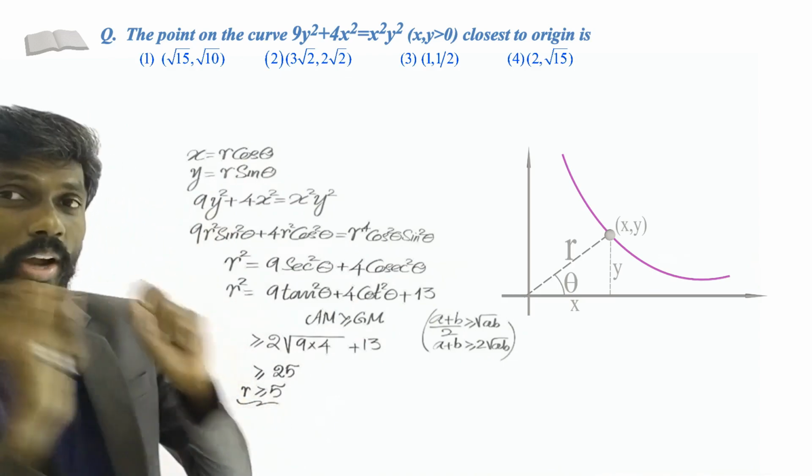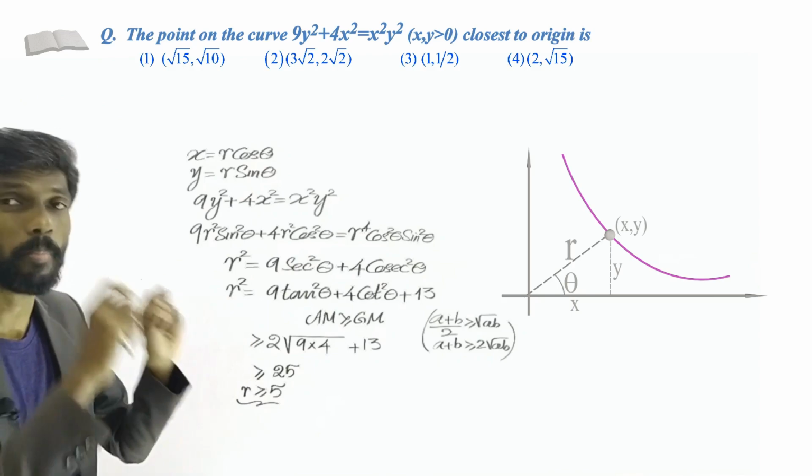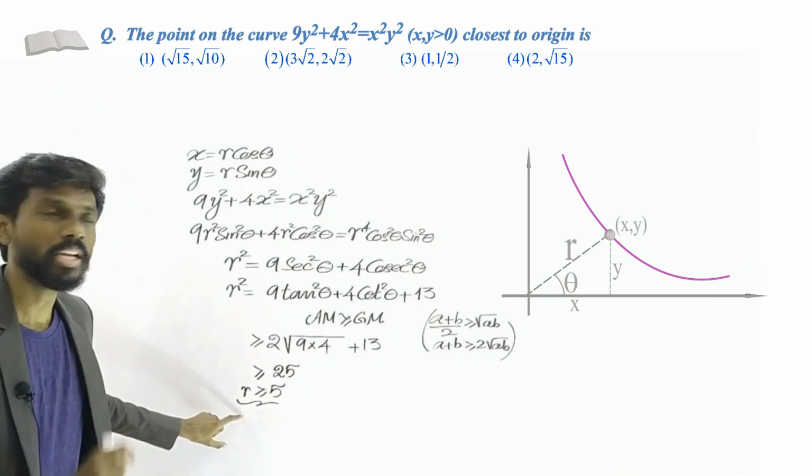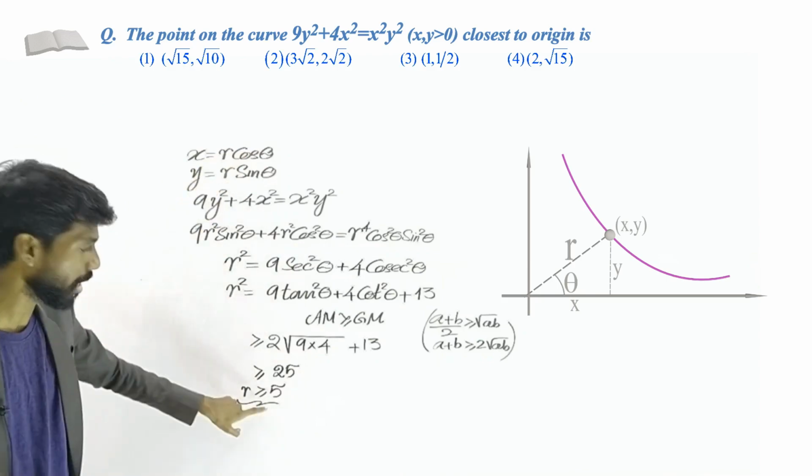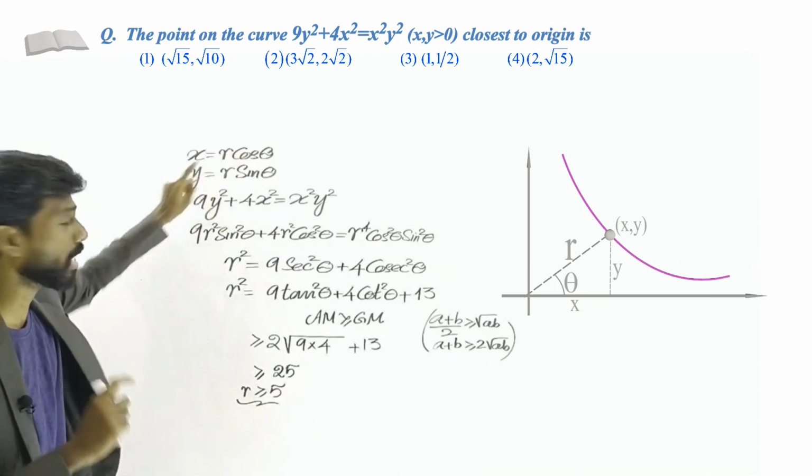But we want that point, the closest point. We want to find the point which is at a distance 5. How to find the point? This is the point, right? r cos theta, r sin theta. The r value is found to be 5. Minimum distance is 5, so r is 5. Okay, done.